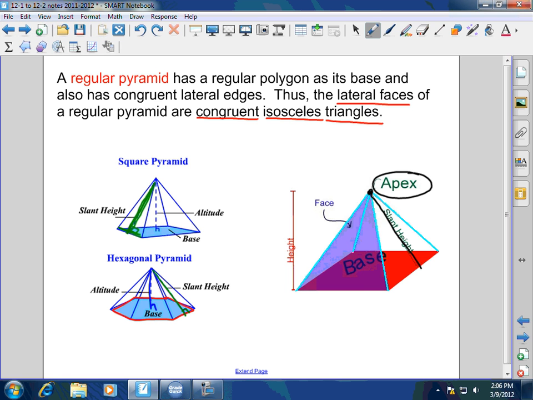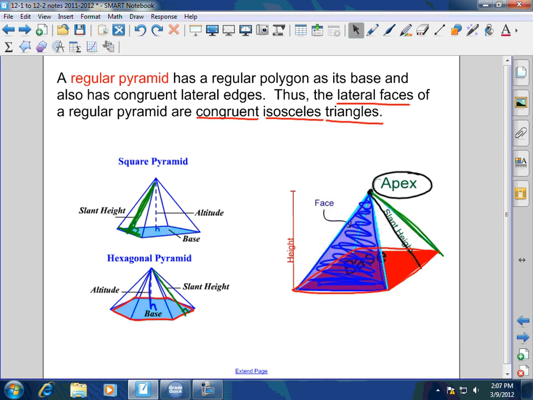Very clearly defined. The face. The face is this right here, the actual face. What's in between the lateral edges. This right here, that's the face. Lateral edge is this guy right here. And of course, the base is this bottom red part. That's the base. So those are the components of a pyramid.